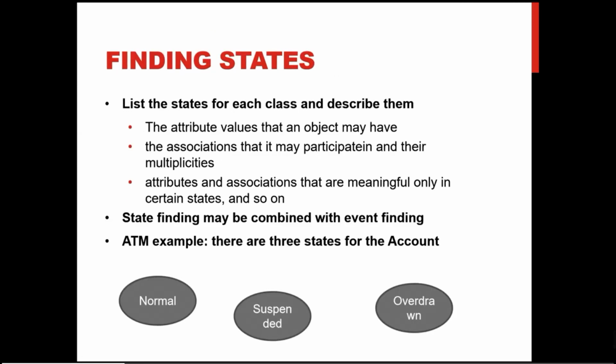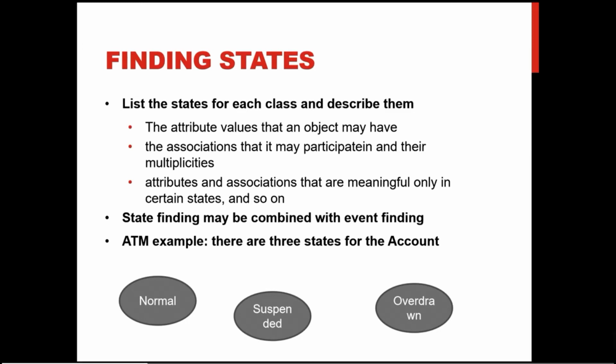Then after we have found which classes will have distinct states, we need to find the details. It means we need to list the states for each candidate class and describe them. Maybe you can use some text-based statements to describe them. So how do we find the different states for classes?